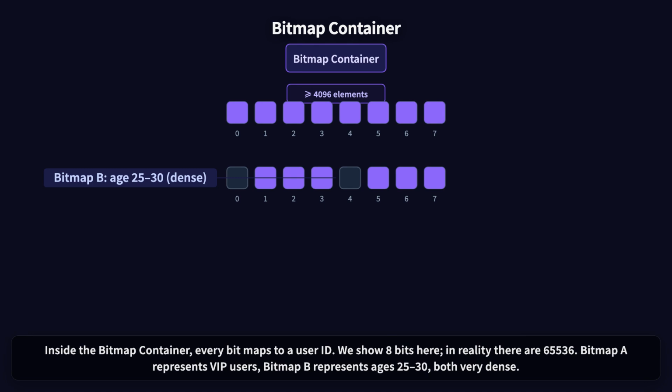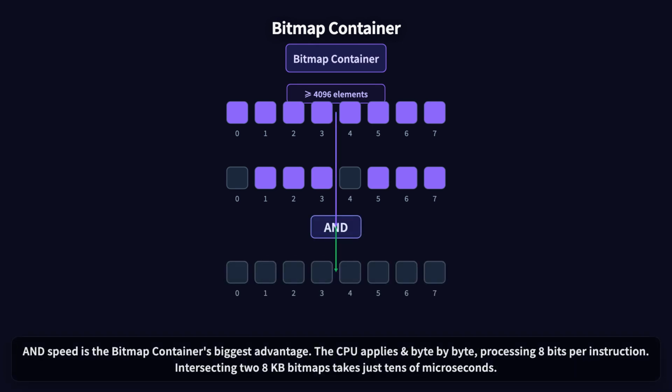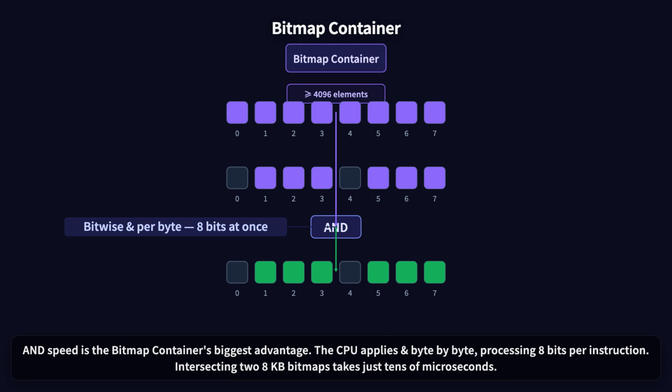Inside the bitmap container, every bit maps to a user ID. We show 8 bits here. In reality, there are 65536. Bitmap A represents VIP users. Bitmap B represents ages 25 to 30, both very dense. And speed is the bitmap container's biggest advantage.